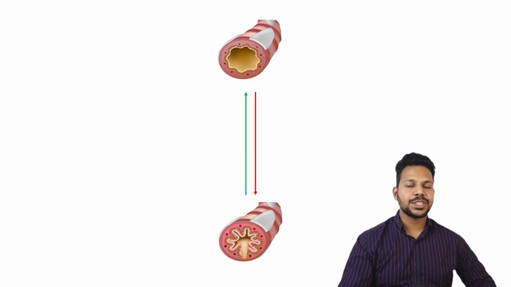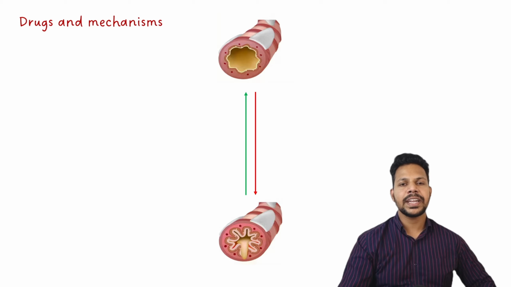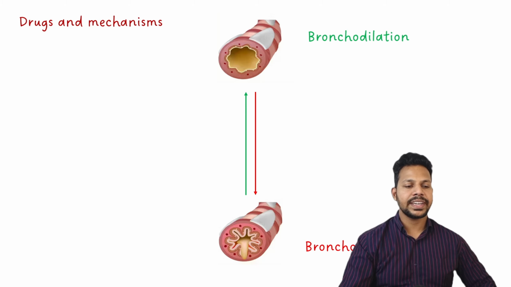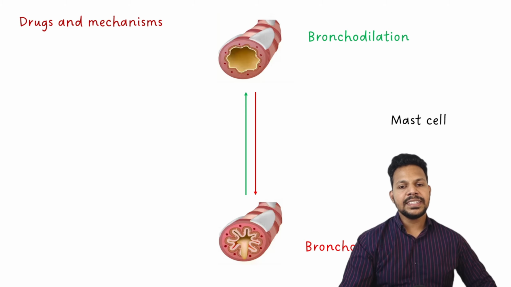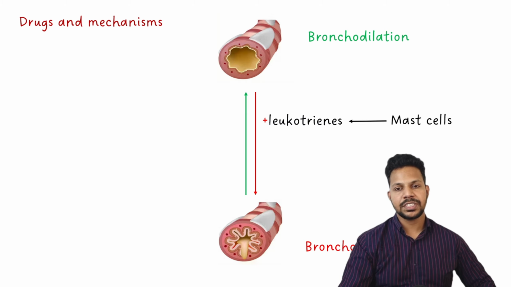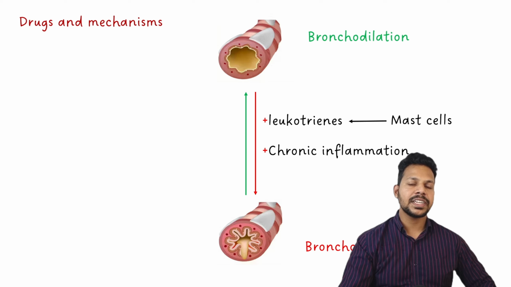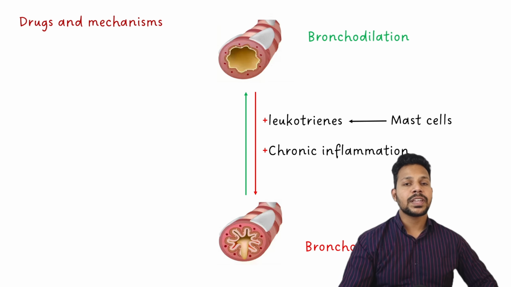Now let's look at the management. But before looking at the management, let's see the different drugs and their mechanisms of action. Here on one hand we have the bronchodilated airway and on the other hand we have the bronchoconstricted airway. So the mast cells which produce leukotrienes, these leukotrienes will result in bronchoconstriction. Chronic inflammation will again result in bronchoconstriction because of mucosal hypertrophy and smooth muscle hypertrophy. The patient will have bronchoconstriction.